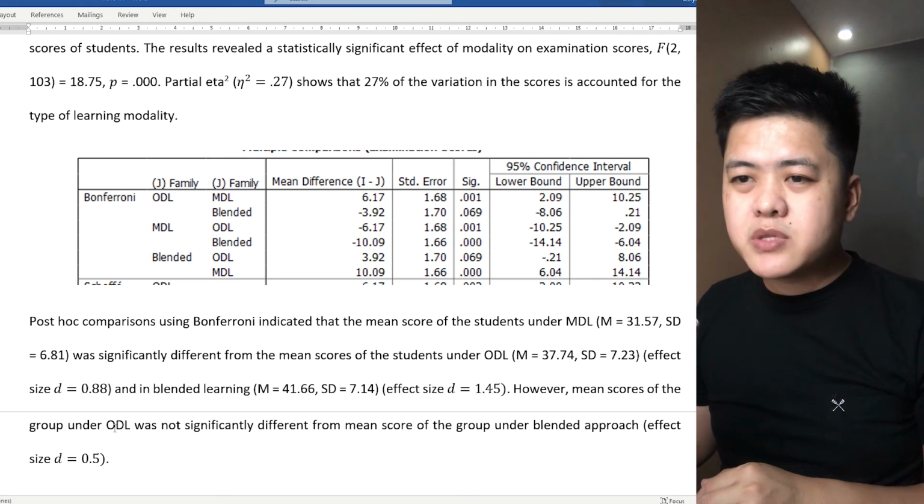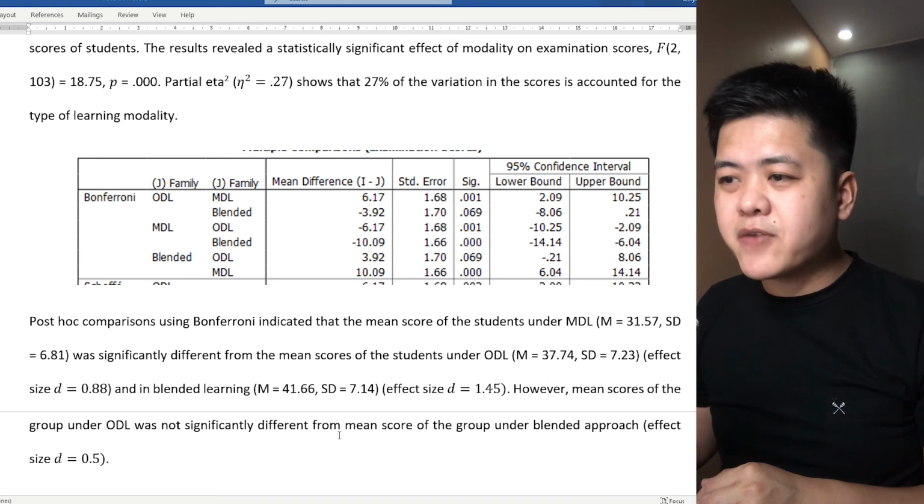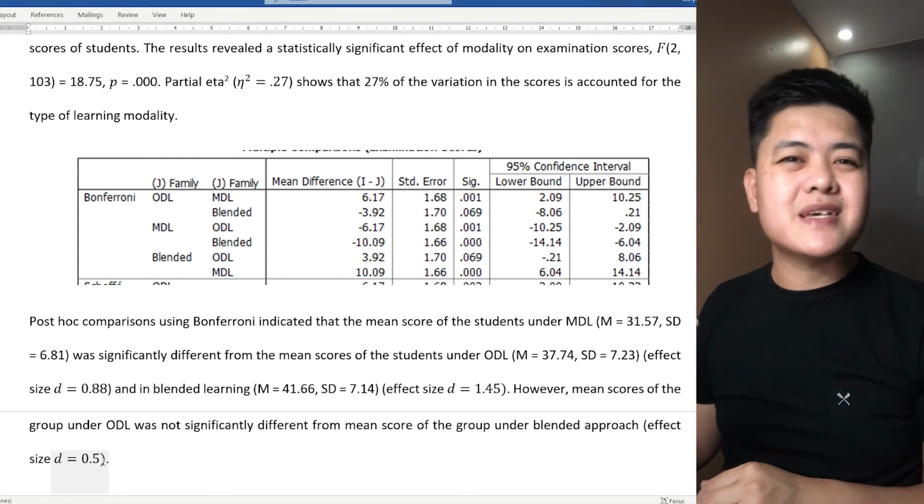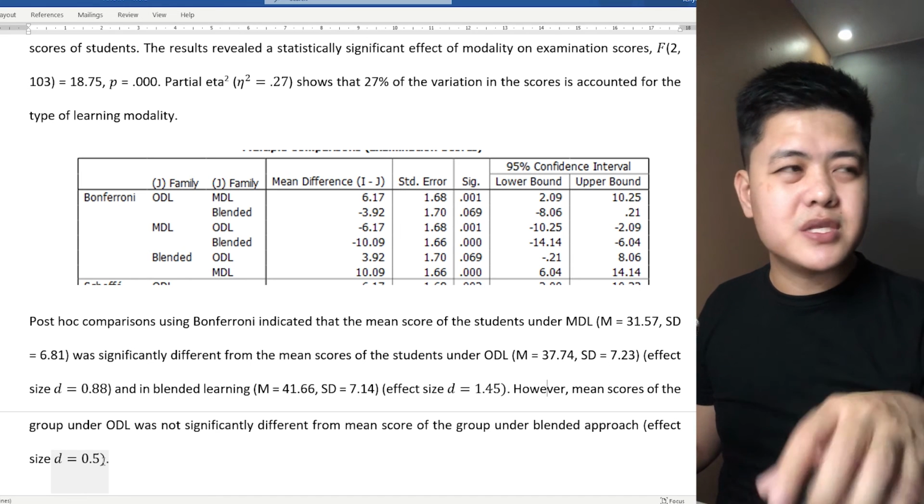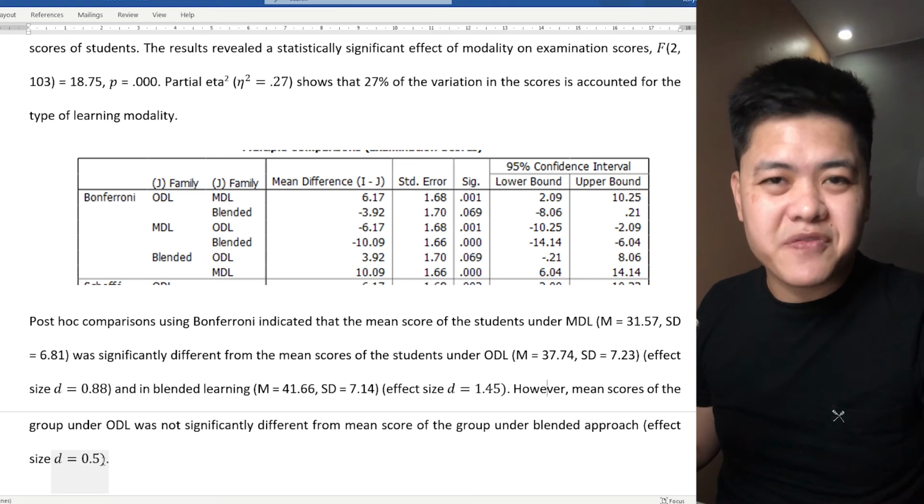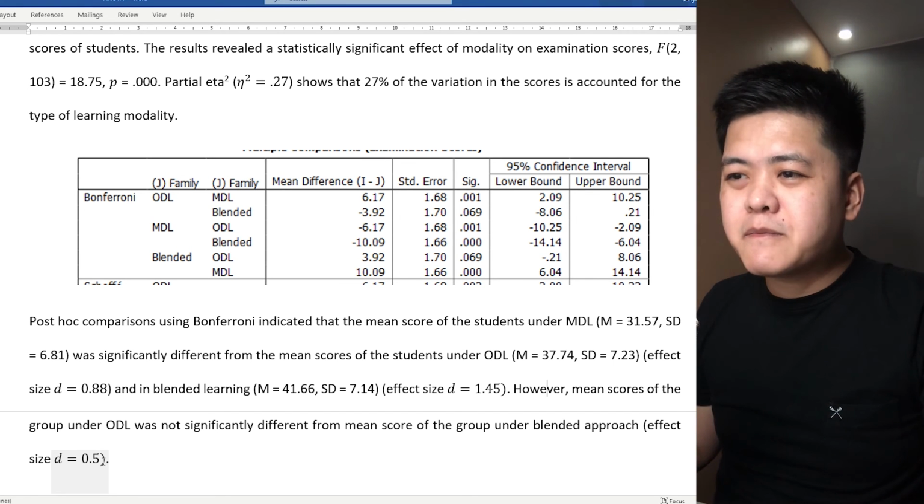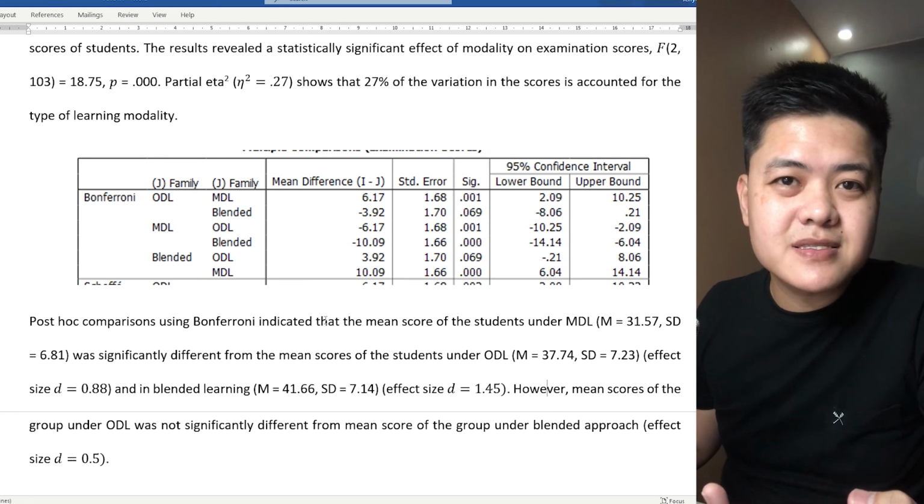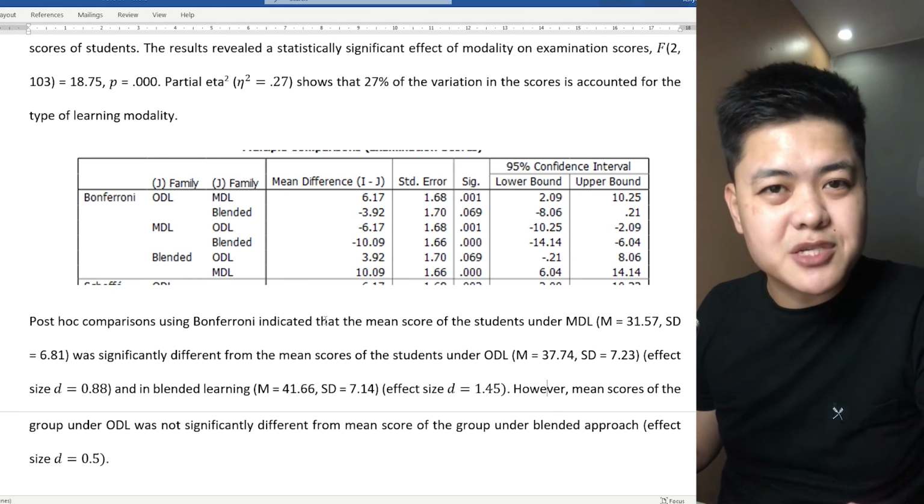And, however, the mean scores of the group under ODL, so ODL versus blended, walang significant difference, diba? ODL versus blended was not significantly different from the mean scores of the group under blended approach. The effect size is 0.5. It's actually on the moderate, moderate yung effect size. Although moderate yung effect size, although hindi siya significant yung difference, but the effect size is actually moderate.